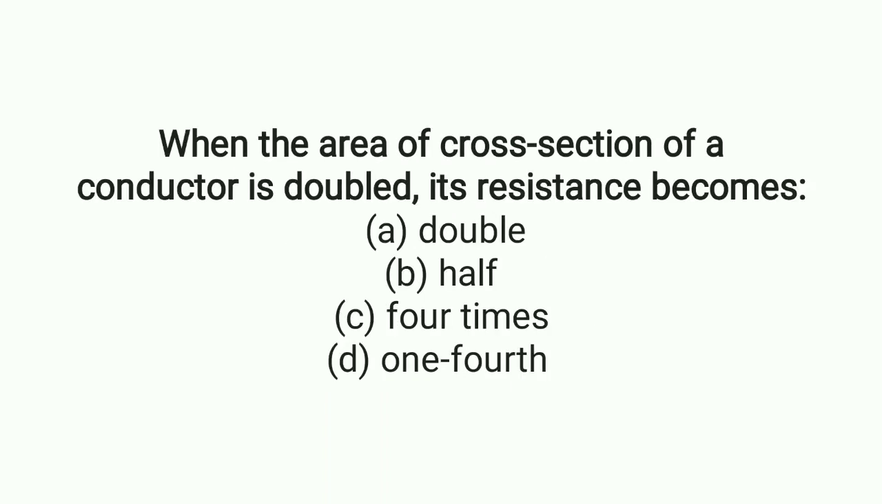Next question. When the area of cross section of a conductor is doubled, its resistance becomes option A, doubled. Option B, half. Option C, 4 times. Option D, 1/4. So the answer for the question is half. It will become half.